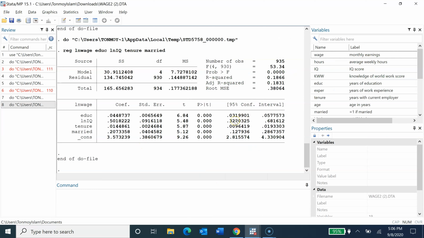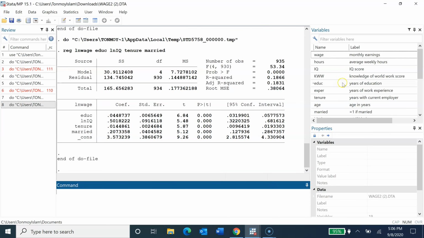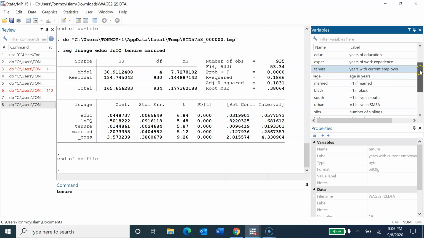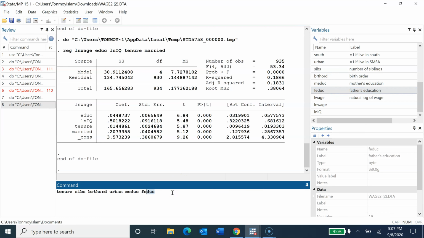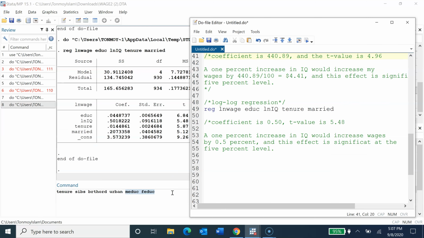Now another thing is, let's say we added more regressors. Let's say we add tenure, siblings, birth order, whether they live in urban areas, mother's education and father's education. So let's take these two, mother's education and father's education, and let us add that here. We can just say these are additional regressors.